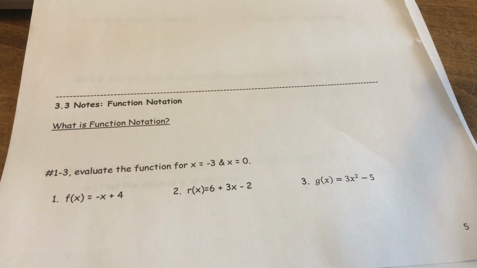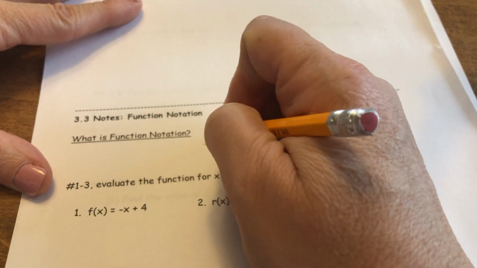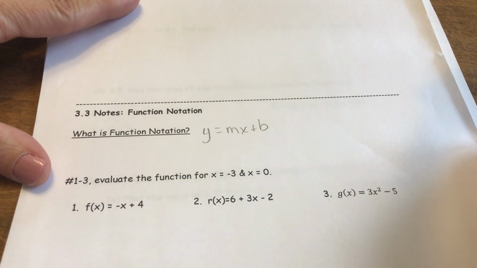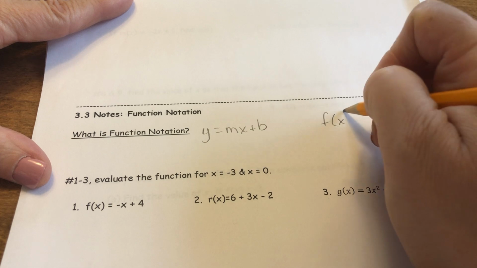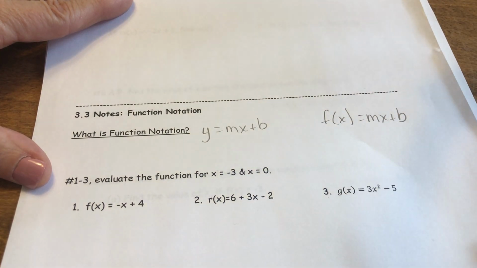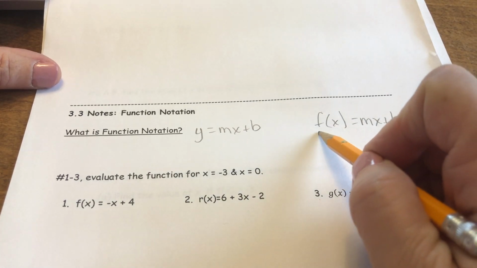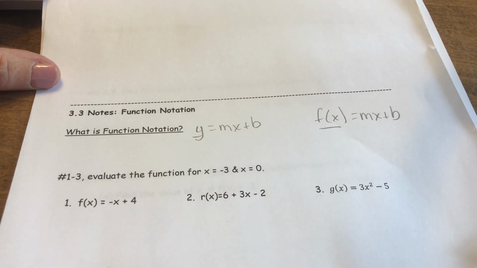Chapter 3, Section 3 is about function notation. Normally, we would write the equation of a line, y equals mx plus b. Using function notation, you write it f of x equals mx plus b. They mean exactly the same thing, but this f of x takes the place of the y.